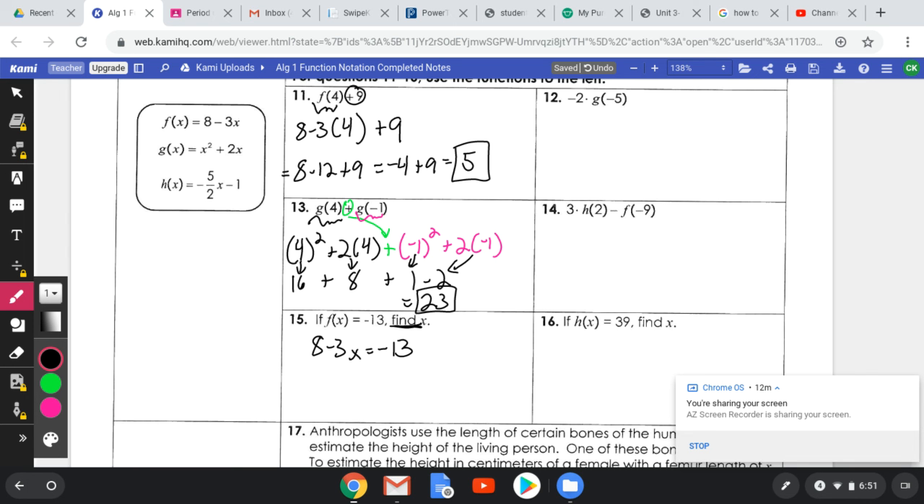And now you go about, just as what we learned from how to solve equations, go about solving for x. So subtract 8. Negative 3x equals negative 21. And then divide by negative 3, and x is going to be not 3, but 7. And that, ladies and gentlemen, is how you work with function notations.